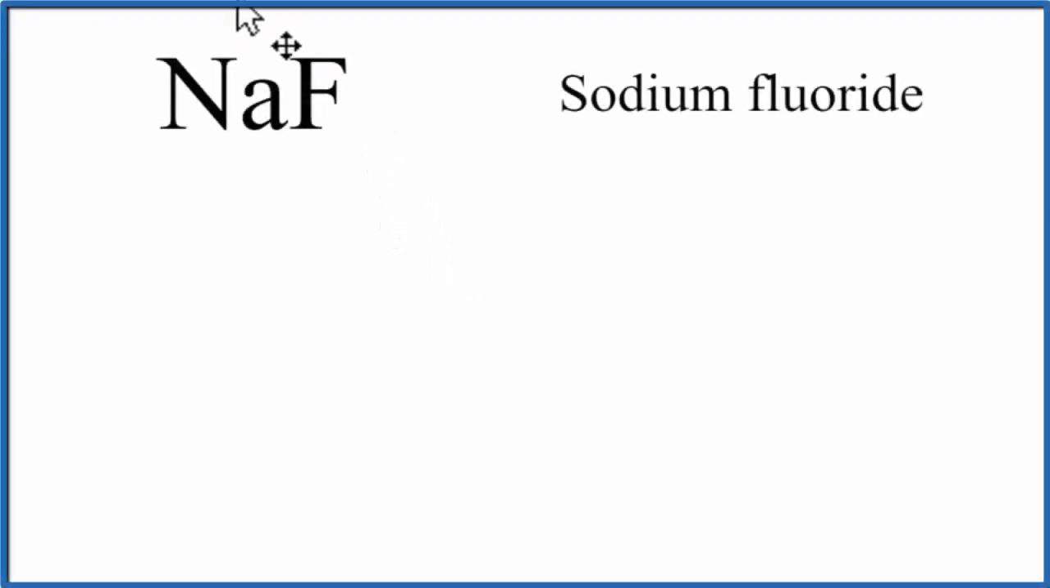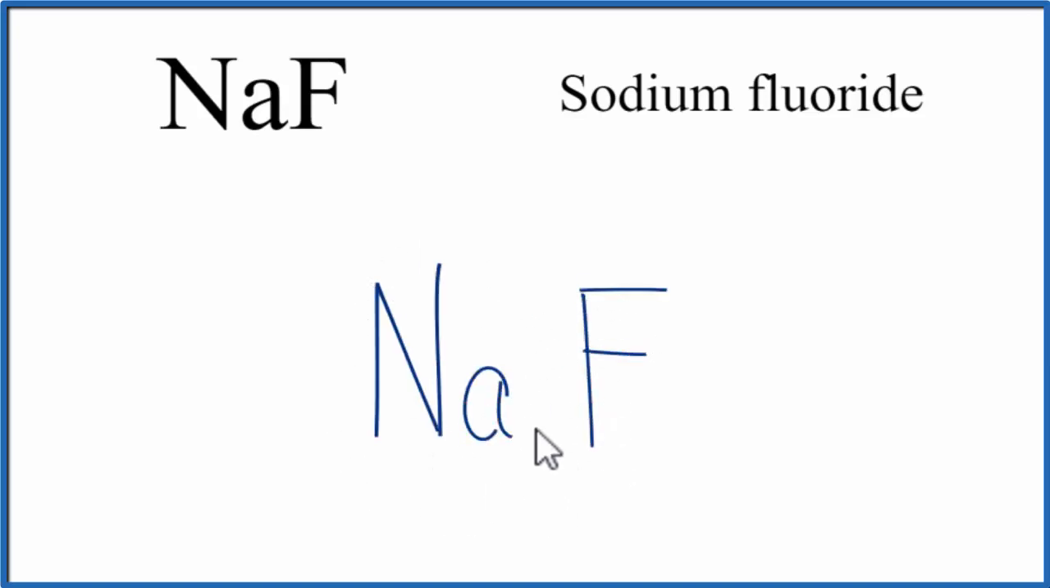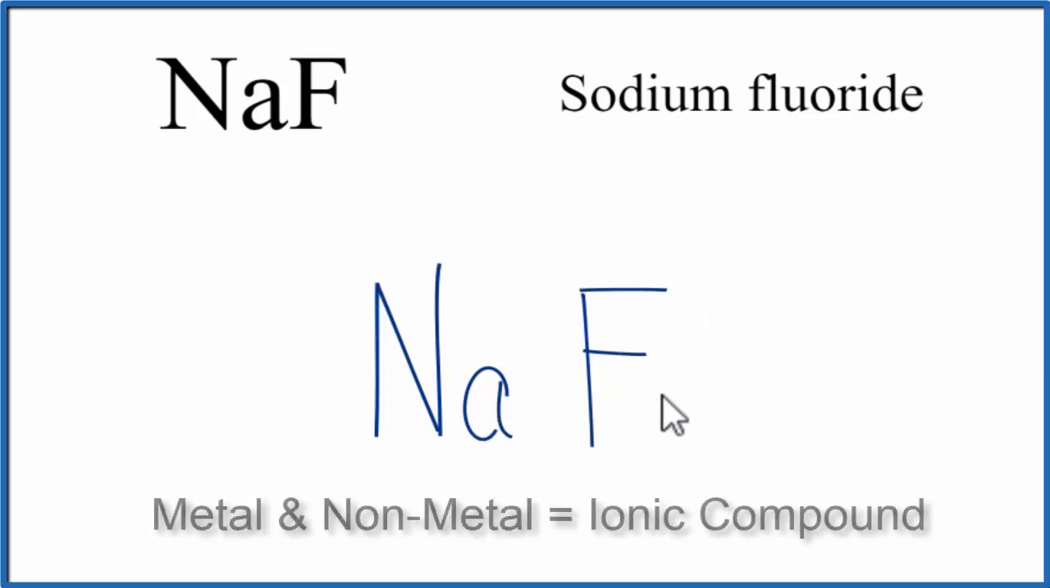To write the Lewis structure for NaF, sodium fluoride, we'll write Na and then F. Sodium is a metal, and then fluorine, that's a nonmetal. When we have a metal and a nonmetal, we have an ionic compound. So we need to take that into account when we write the Lewis structure for NaF.